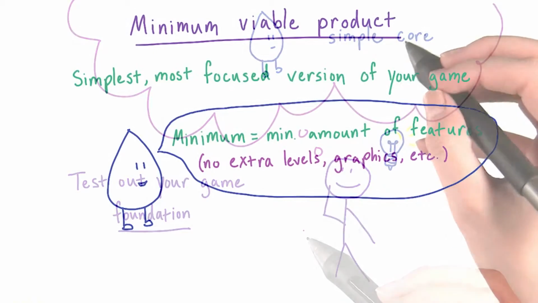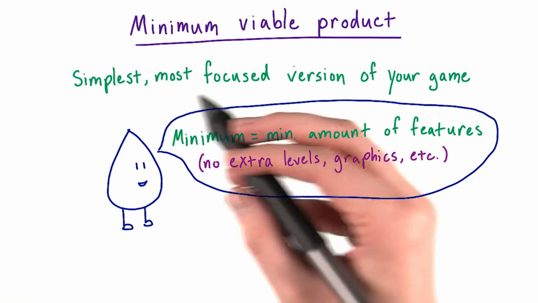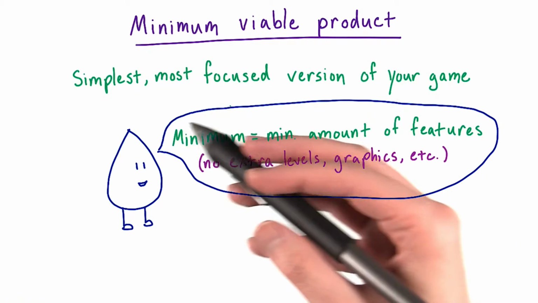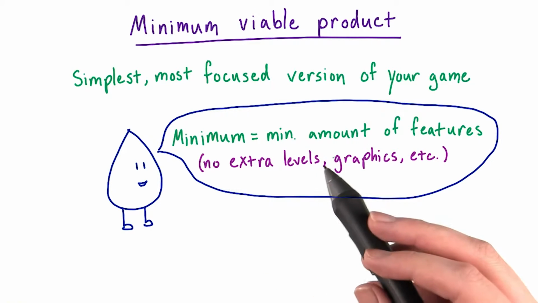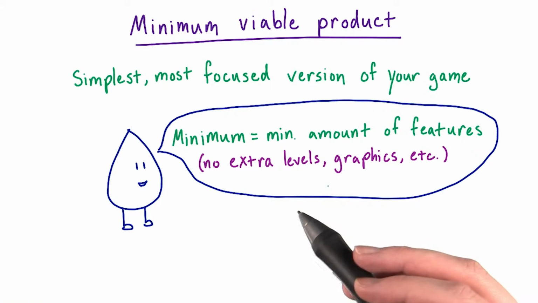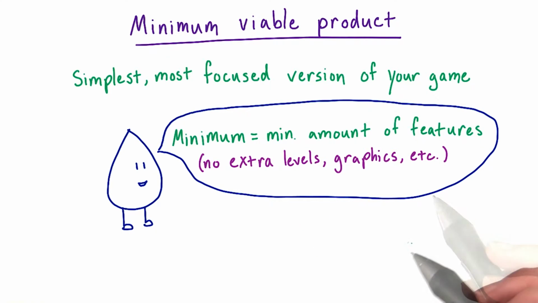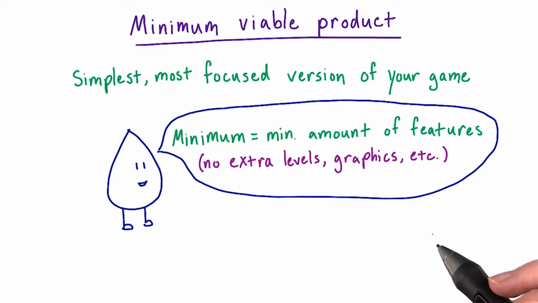To test your game core, you need to create a minimum viable product, which is the simplest, most focused version of your game. Minimum means it contains the minimum amount of features that encapsulate the game, no extra levels or graphics. Let's look at some examples of a minimum viable product.